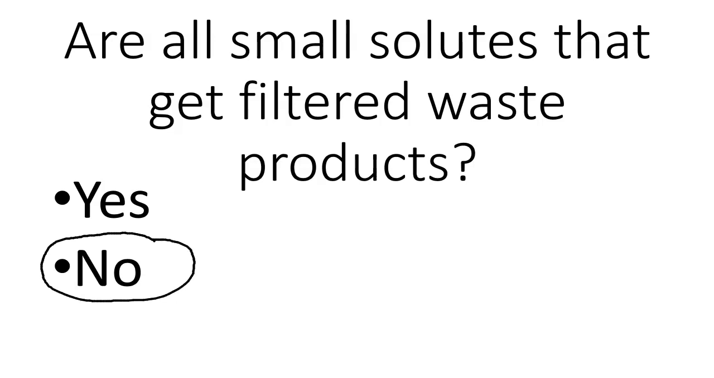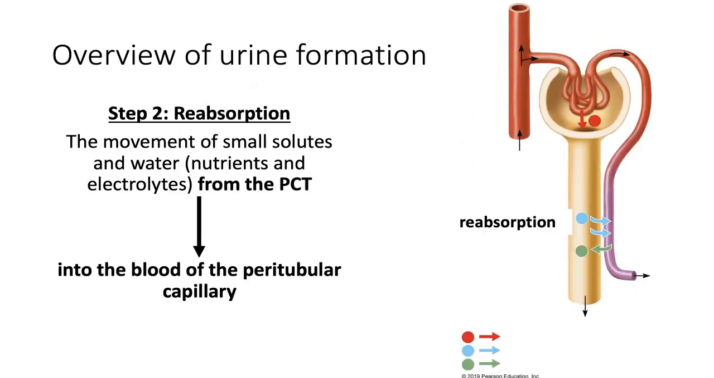And it's not. It's very simplistic, right? Filtration is very simple. It's the separation of big from small. And so not all of the small solutes that got filtered out of the blood are waste products. And so actually the next two steps of urine formation have to do with correcting for this simplicity.